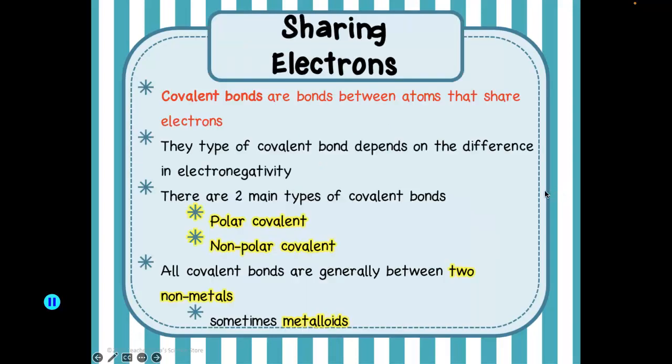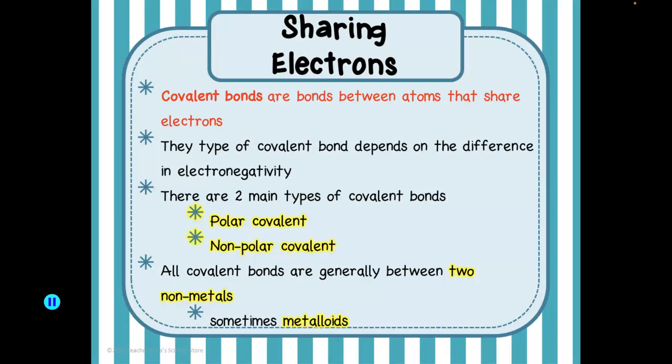All right, so covalent bonds are bonds between atoms that share electrons. The type of covalent bond depends on the difference in electronegativity, and we'll talk about what that means in just a moment. There are two main types of covalent bonds: polar covalent and nonpolar covalent. For this class, you do not need to know the difference, but if you take upper level chemistry at the college level, you'll have to understand it. So we're going to go over them very briefly.